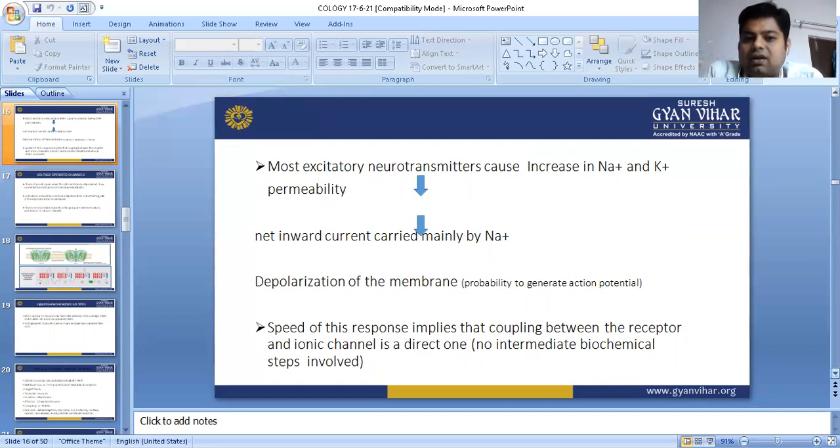Net inward current carried by sodium causes depolarization of the cell membrane, raising the probability of generating an action potential. The speed of this response implies that the coupling between the receptors and ionic channels is direct. No intermediate biochemical steps are involved in this channel.